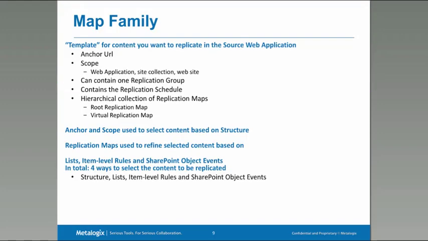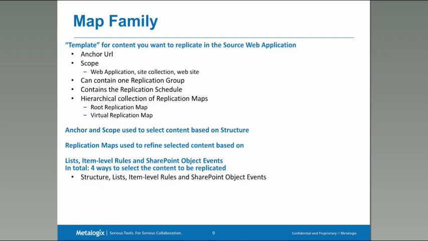Of what we covered about map families so far. These map families are templates for the content that we want to replicate from your source web application. They start at the anchor URL, basically wherever you define the map, and depending on the scope is where the root map is. So it can either scope the map to a web application, a site collection, or a website.